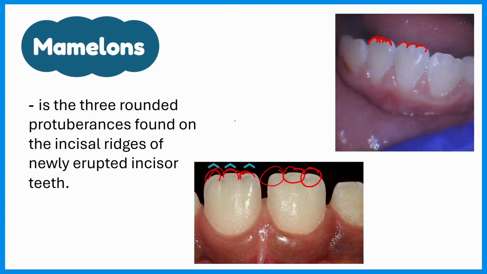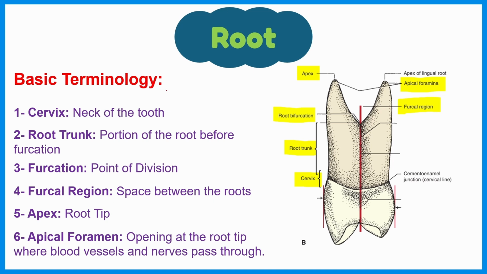It's called a mamelon. Now for the root. Okay, so we've done everything with the crown. Now we have some basic terminology for the root. So for the root, let me just change it to blue. First, we have something called the cervix. The cervix is the neck of your tooth. This right over there, that's the cervix. So it's just the neck of your tooth.